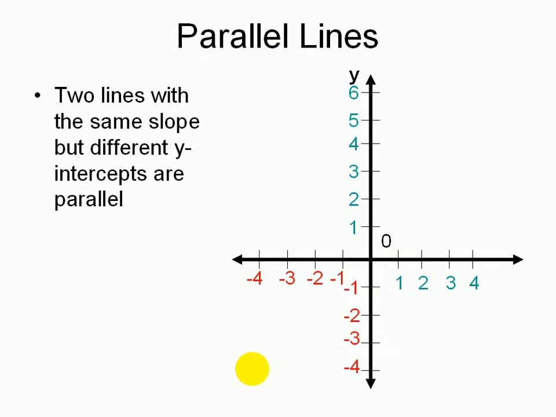So let us see what is meant by parallel lines. Parallel lines is when two lines have the same slope but different y-intercepts. So here's an example. We have one here of a slope, and in this case it's a negative slope that intercepts the y-axis at 2, and we have another one intercepting the y-axis at negative 1. But these lines are parallel as shown here.